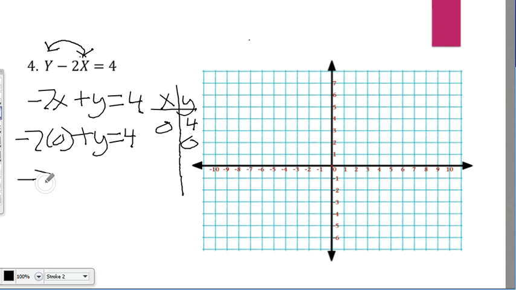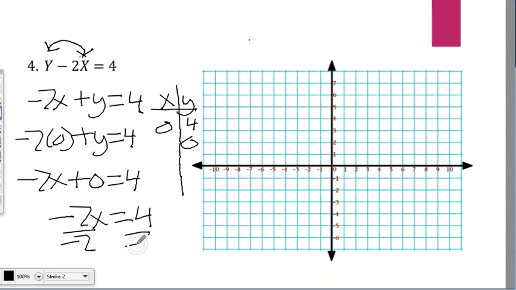When I let the y be 0, you can see that's going to leave us with just negative 2 times x equals 4. And then when we divide by negative 2 on both sides, 4 divided by negative 2 is negative 2. So now my y-intercept is at 0, 4, x-intercept is at negative 2, 0. And voila, there is our line.